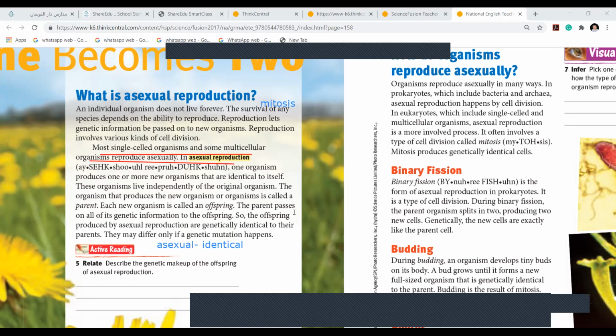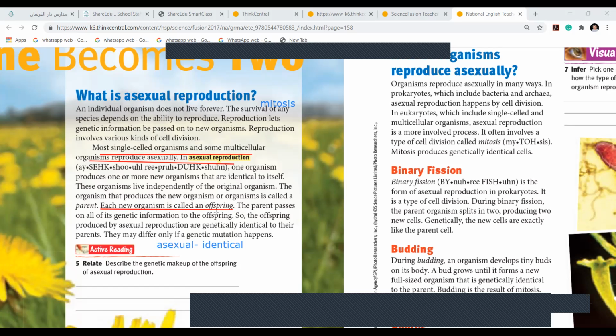The organism that produces the new organism or organisms is called a parent. Here, who's the parent? The organism that produces a new organism is called a parent. Each new organism is called offspring. Like here, your mom and dad are your parents, right? And who are you? The new organism. You are called offspring. What are you called? Offspring. Each new organism is called offspring.